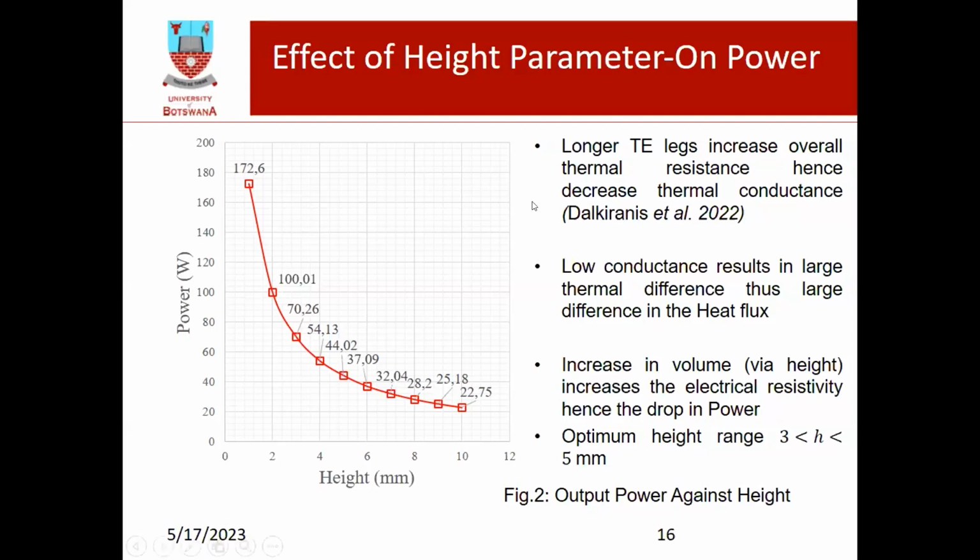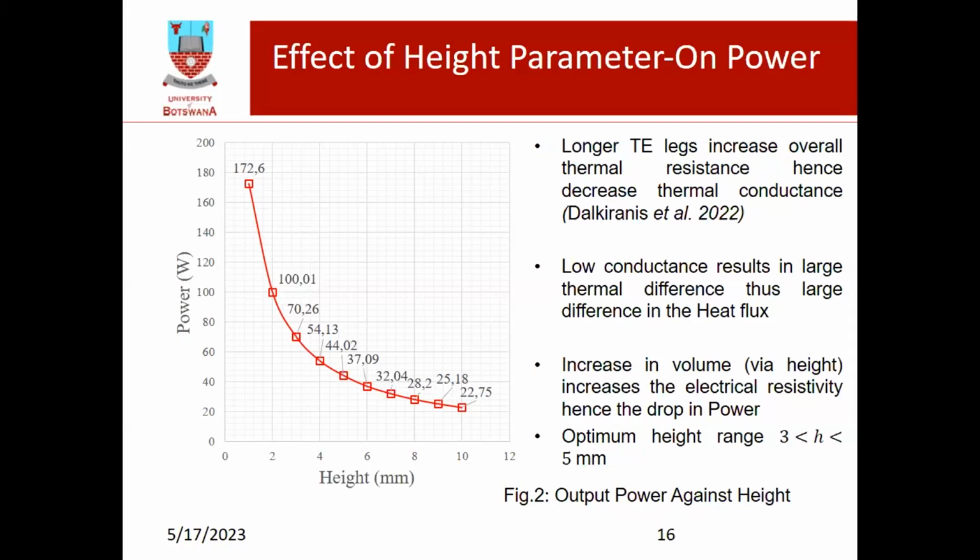So the longer the TE legs, the greater the overall thermal resistance, hence the decrease in the thermal conductance, which is seen in the graph on the left of your screen. The low conductance results in the large thermal difference, as I had mentioned, thus a difference in the heat flux.